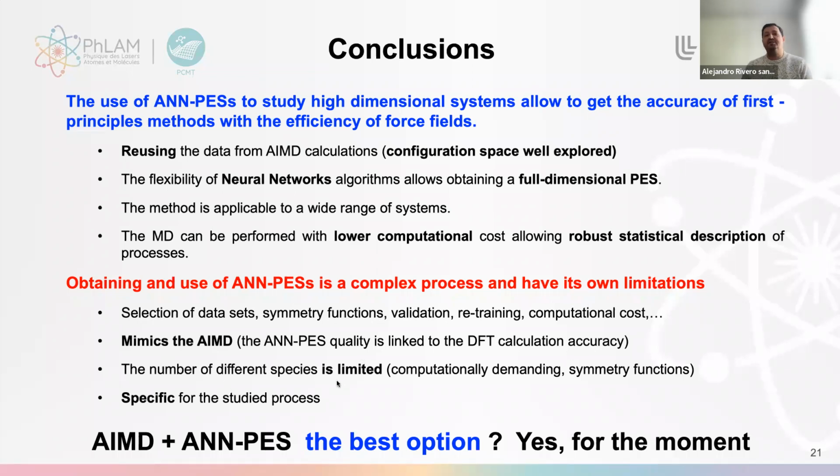The number of different species is limited. The complexity of the calculation increases with the different species that you add to your system. And of course, it's specific to the process that you want to simulate. So at the end, the combination between AIMD and the neural network PES is the best option. Well, I think that's it for the moment.